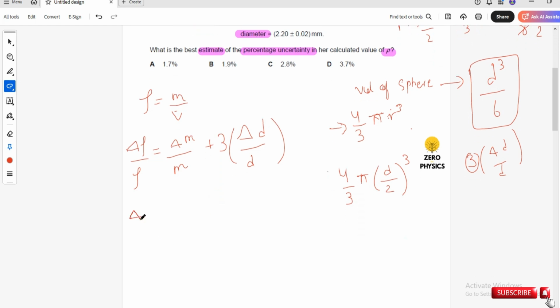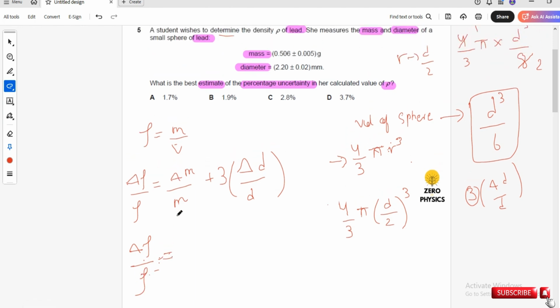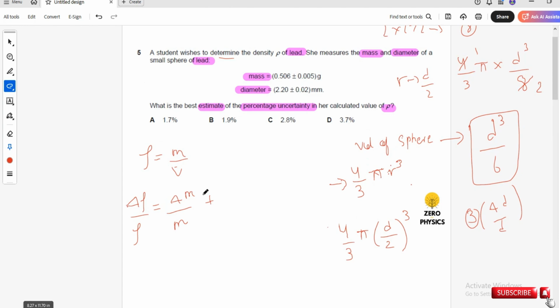So delta ρ over ρ, we don't know the value, we have to find it, and it equals delta M over M. We will write diameter with 3 because we have the power of 3, right? So 3 multiplied by delta D over D. This is our diameter term. So this is delta ρ over ρ.